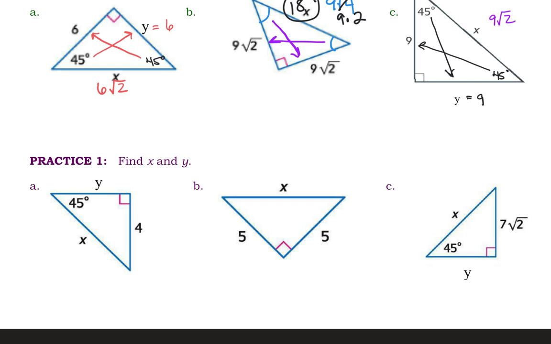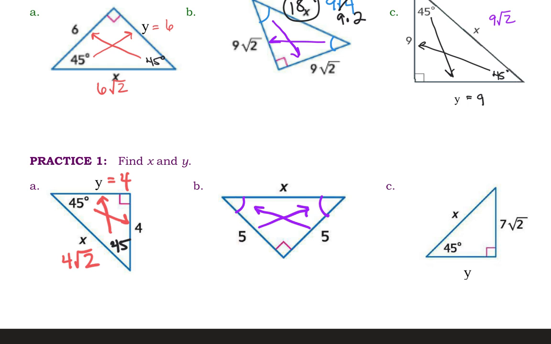Okay, so now looking at practice 1. So again, 45, 45, 90. If this is 4, this one is also 4, good. So x is going to be 4 square root of 2, good. All right, look at the next one. I know those are 45 because my sides are the same. So remember, when your sides are the same, your angles are also the same. And the only angle they can be is 45 because a triangle has to add up to 180.